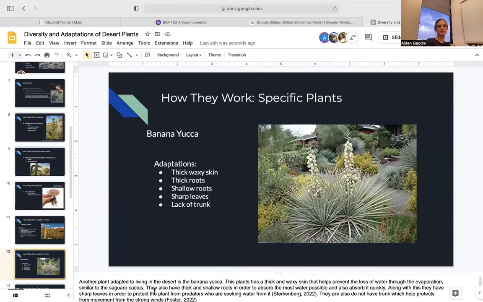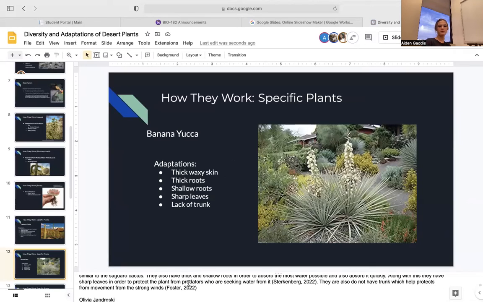Next is the banana yucca, and this plant has a thick and waxy skin that helps prevent the loss of water through evaporation, similar to the saguaro cactus. They also have thick and shallow roots in order to absorb the most water possible and absorb it quickly. Along with this, they have sharp leaves in order to protect the plant from predators who are seeking water from it. And they also don't have a trunk, which helps prevent movement from the strong winds.